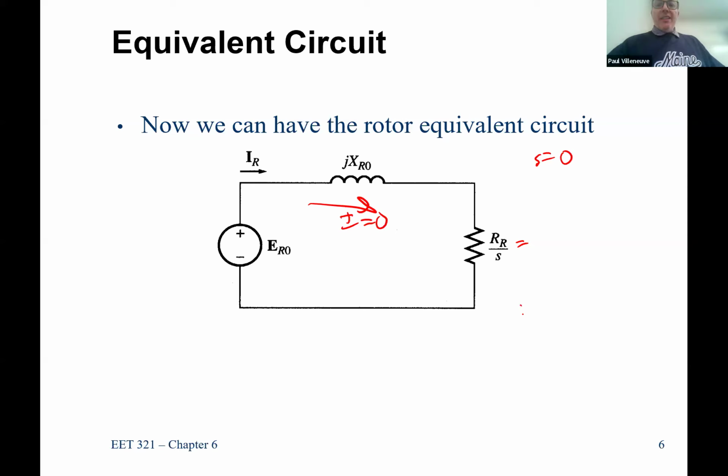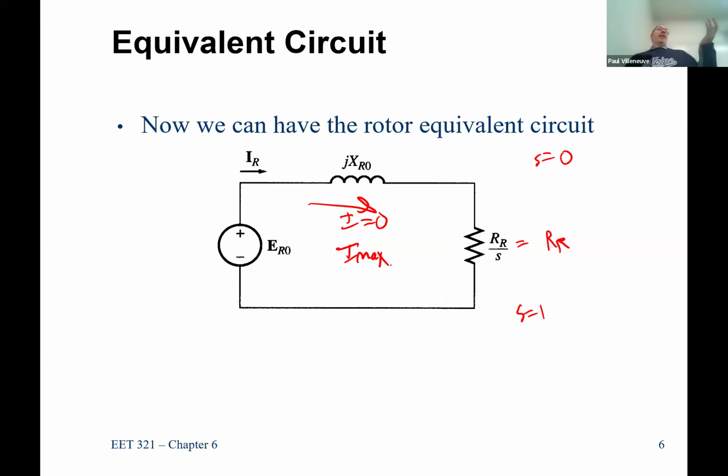How about the case when S is equal to 1? Now this value becomes R sub R. And if S is always going to be between 0 and 1, I'm going to get maximum current under block rotor or locked rotor conditions, which is exactly what happens with real world induction motors. The moment you energize an induction motor, it pulls the maximum amount of current. Then as it starts to speed up, it reduces the amount of current, which is kind of opposite, right?